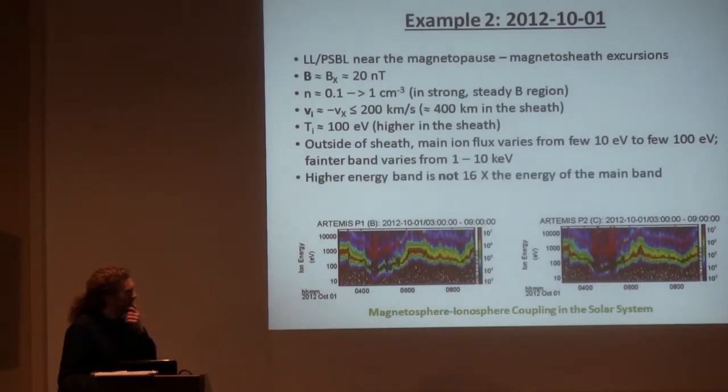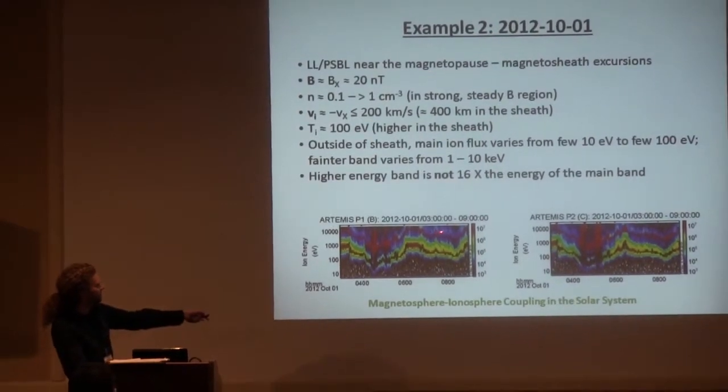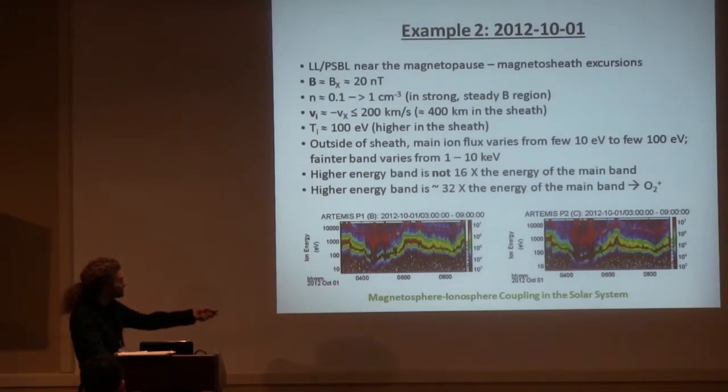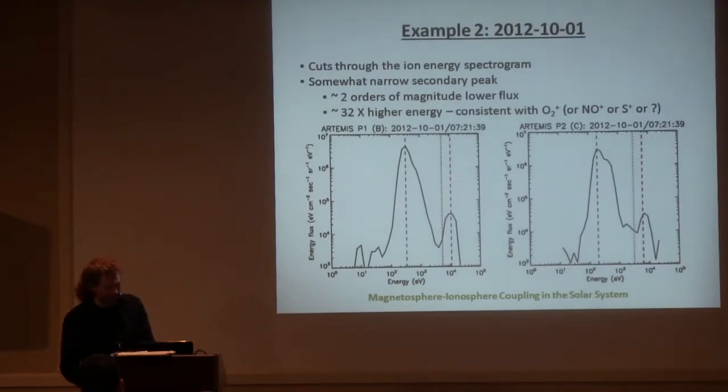What's interesting, though, is we identify the energy of the main peak. We say, okay, is this other peak 16 times higher? Not quite. It turns out it looks like it's more like 32 times higher energy, and that lies right on top of the secondary peak. Again, I'll show the cuts through the spectrogram. The main peak, we assume that's hydrogen. The dotted line is 16 times, so that would be where atomic oxygen would be. And this dashed line is 32 times the energy of the main peak.